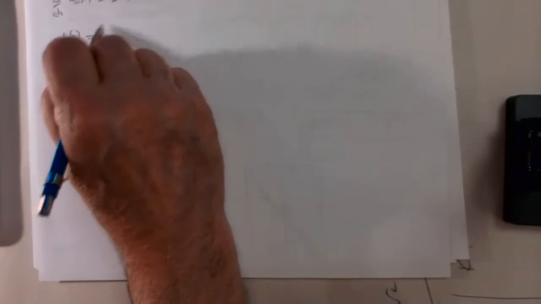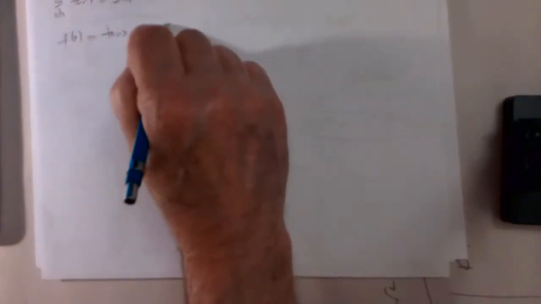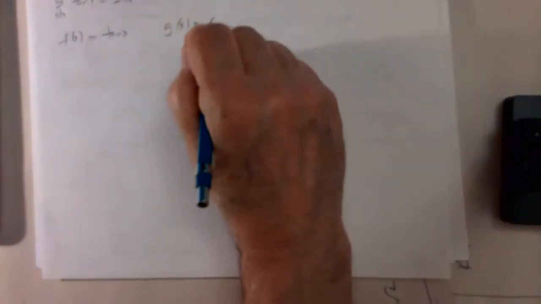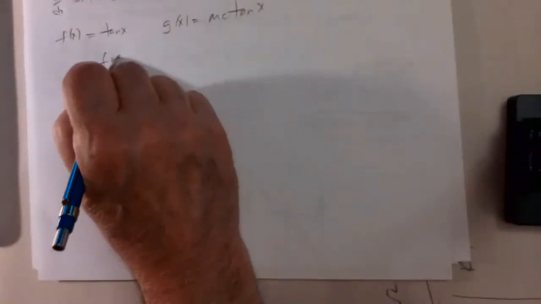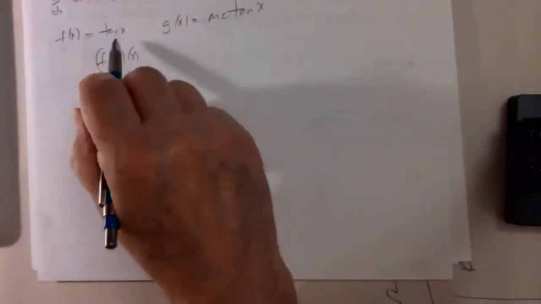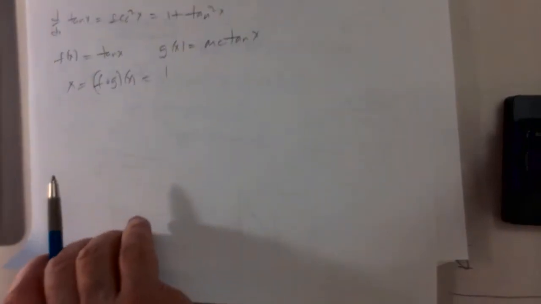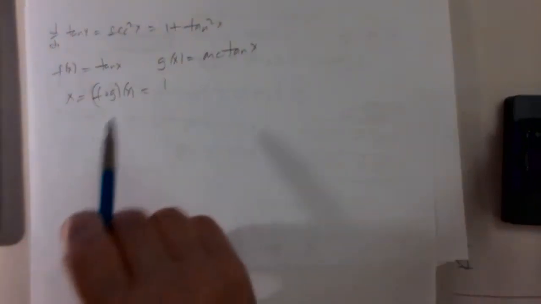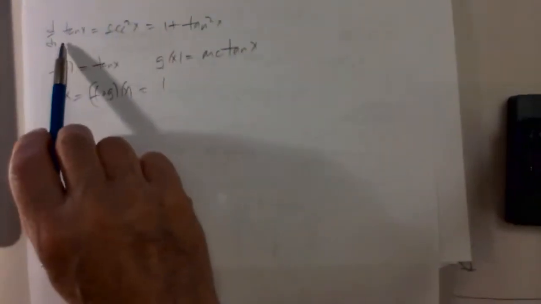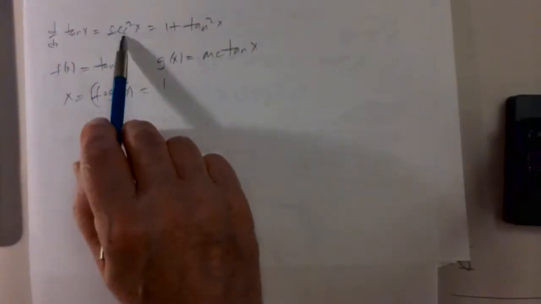if f of x equals tangent x, g of x equals arctangent of x, f composed with g of x, which is the tangent of the arctangent of x, is equal to x. So this is just the rule, the derivative of the tangent is the secant squared, which is the same as 1 plus tangent squared.